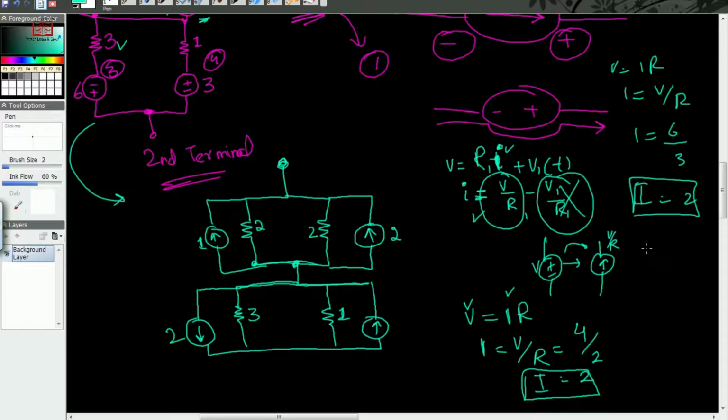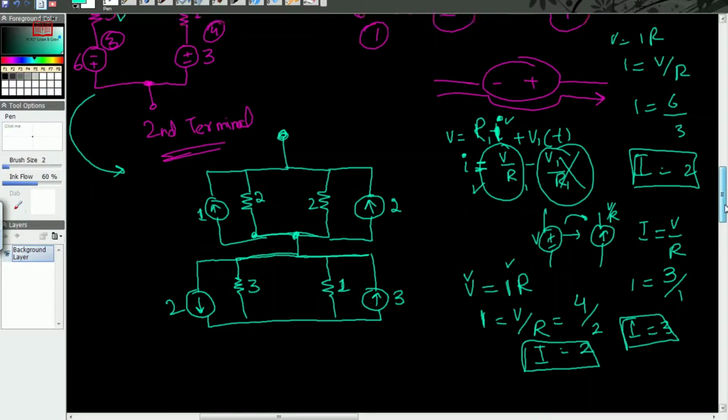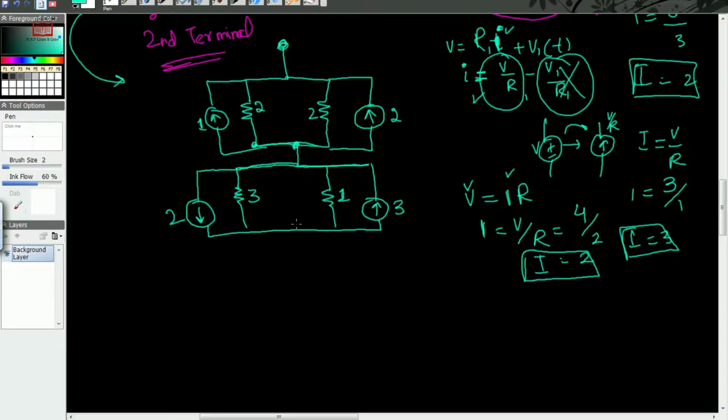Again for this current I am using I equals V over R. I is equal to what is the value of the V? V is 3. So 3 over what is the value of the R? R is 1. So 3 over 1, answer is 3. So 3 ampere is the right answer. Now this is the simplified network.